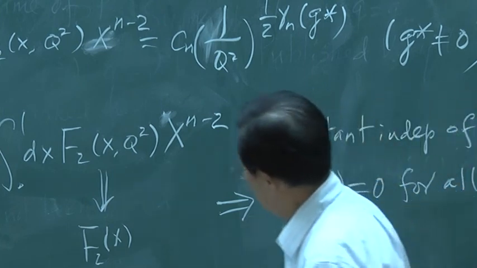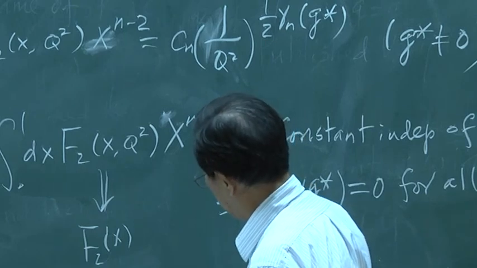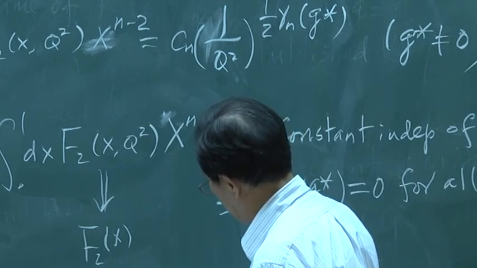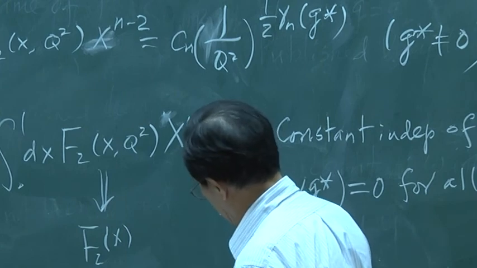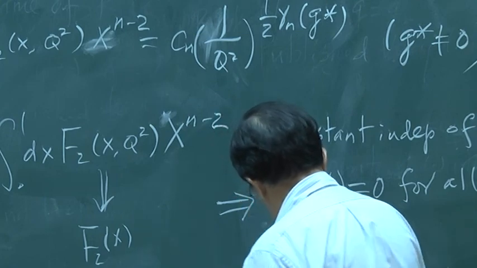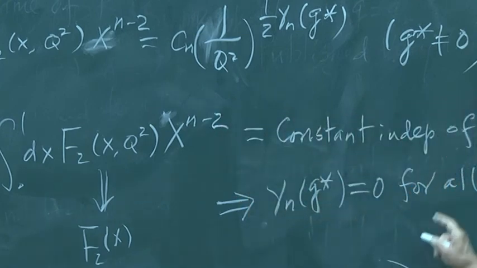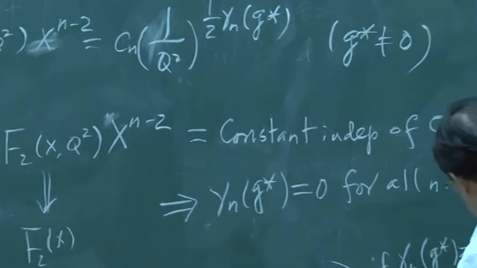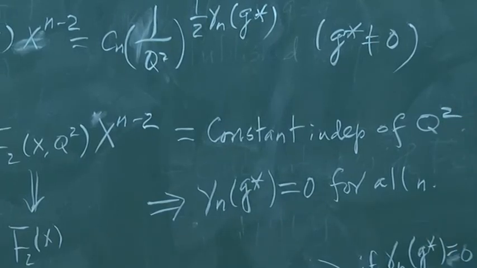Now, when you have these results, some smart person, in particular Parisi, and maybe others, showed that if this is the case, if gamma n of G star vanishes for all n, then the theory is a free theory.